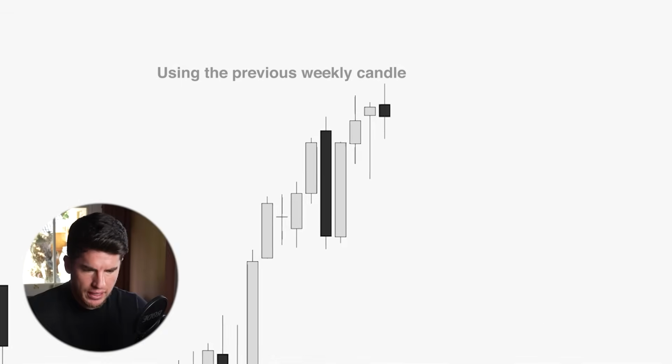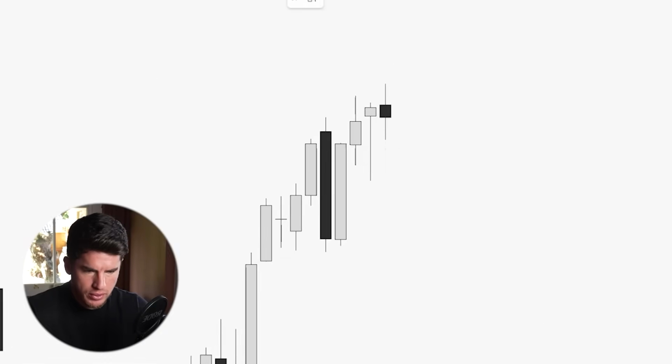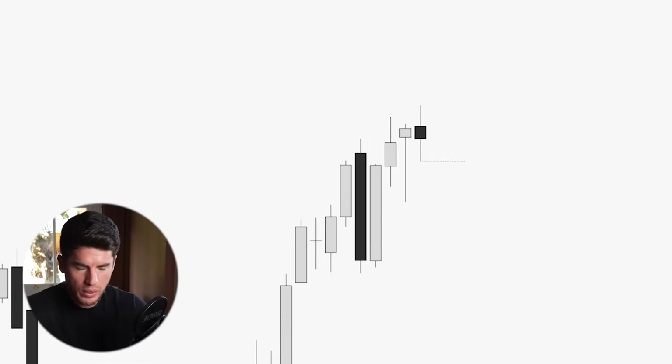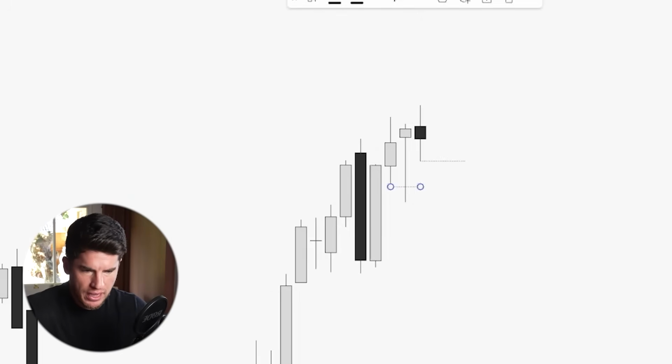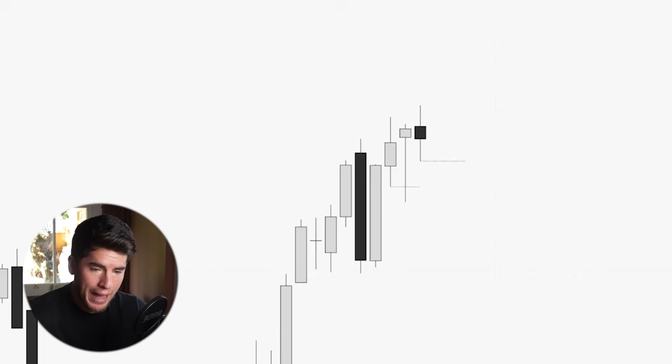So we can look here at a weekly close. We can put a line below the weekly low, expecting this at some point, just like a prior week, has been taken, swept, and then to break structure. It's not going to happen all the time.